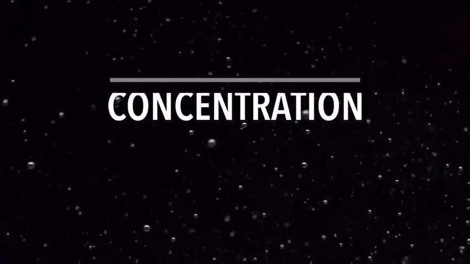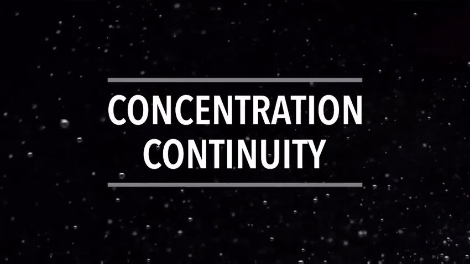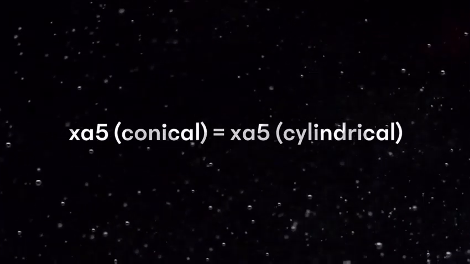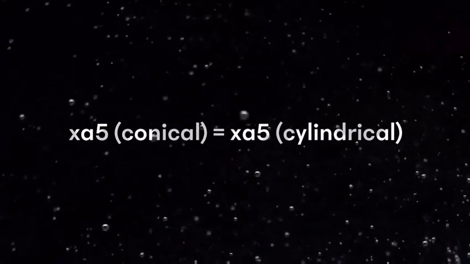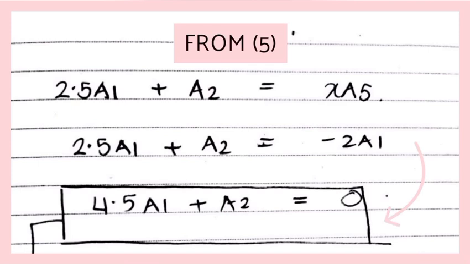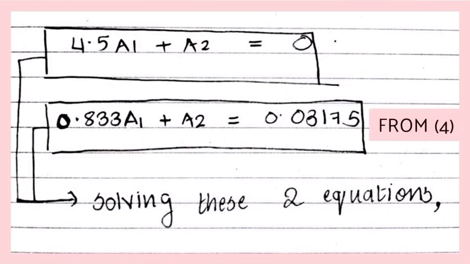Now, due to concentration continuity, we know that the concentration at 5 cm of the conical and the cylindrical part is the same. Now, according to equation 5, 2.5a1 plus a2 equals xa5. Now we know that xa5 is equal to minus 2a1 as we derived before, and that ultimately leads to the following equation. Combining this and equation number 4, we get two different equations which we have to solve.